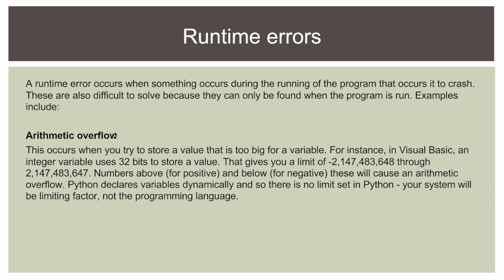One's arithmetic overflow, and that's when a variable tries to store a value that is too big to fit in it. Example, in Visual Basic, an integer uses 32 bits to store a value, and so that gives you a number of possible values from minus 2 billion 147 and something, through to positive 2 billion 147 and something. Anything above for positive and below for negative will cause an overflow. As the program doesn't know what values are going to be stored in it at the time of running, it'll only crash when you try to stick the value into the variable during runtime.